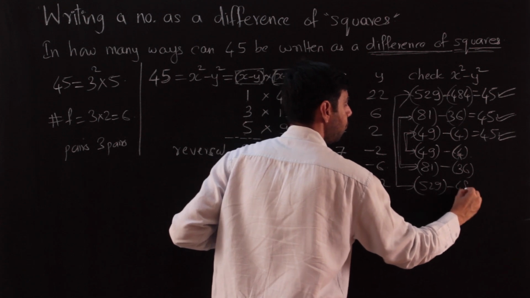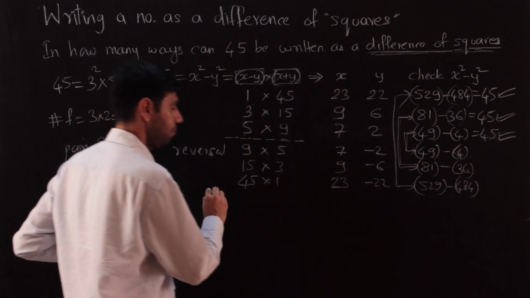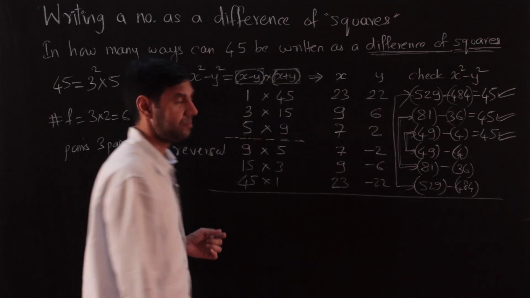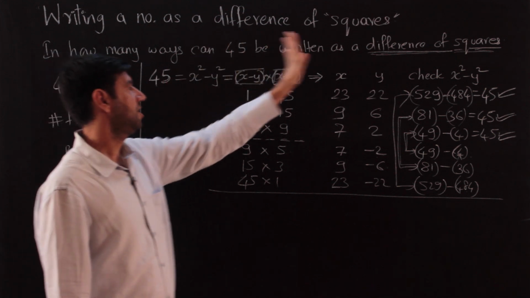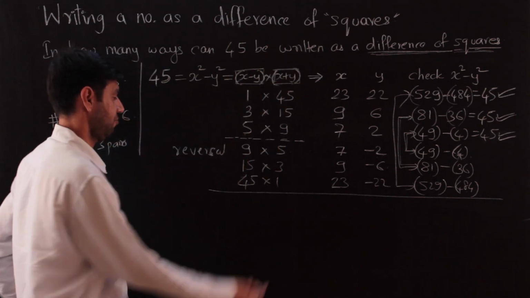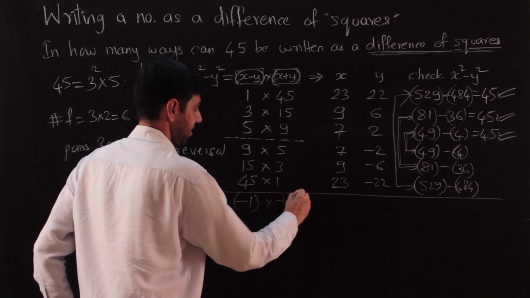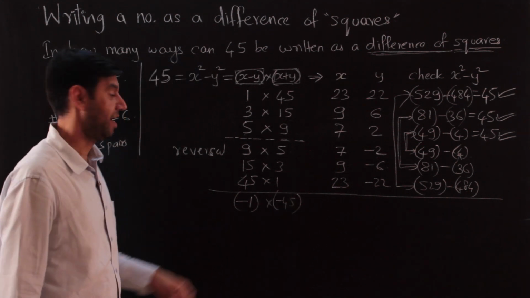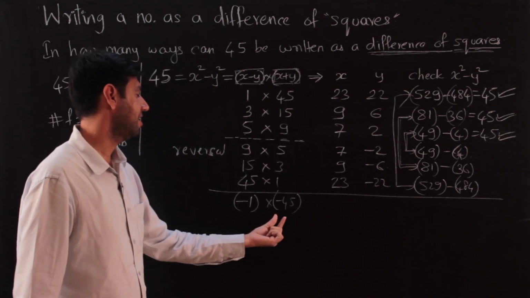For those of you who are quite confident, you might also argue I need to write it as a product of 45. The question doesn't talk anything about x and y. So why can't I have a minus 1 into minus 45? Yes, you can have a minus 1 into minus 45. If you try to find the value of x and y, you are going to get a different one.